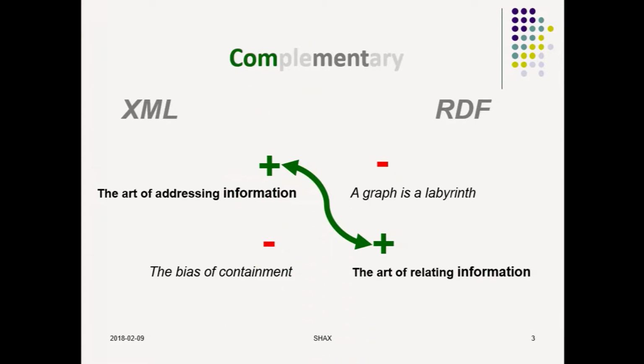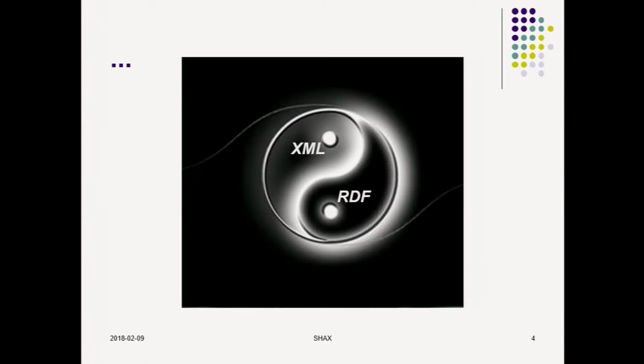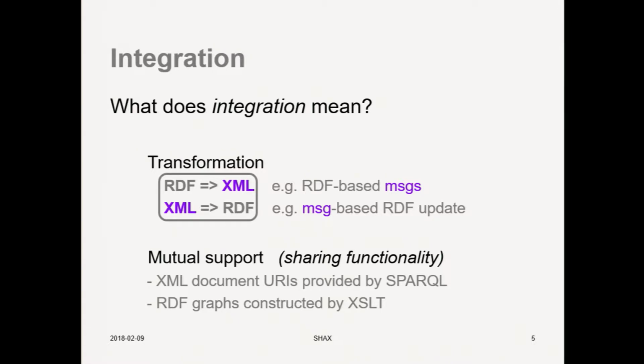And therefore, I think that XML and RDF are complementary technologies. And the more you think about it, the more amazing it is how complementary they are. It is mind-boggling. And I think there is so much to be gained by combining the two intelligently. Integration of XML and RDF, what does it mean? I think first of all, two things. Free transformation between the two data formats and mutual support. One technology using functionality offered by the other. For example, an XQuery processor invoking SPARQL queries in order to get hold of relevant document URIs.